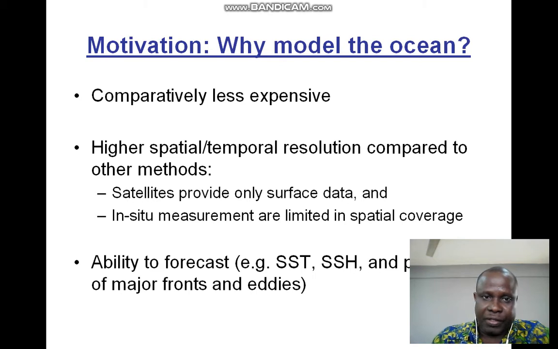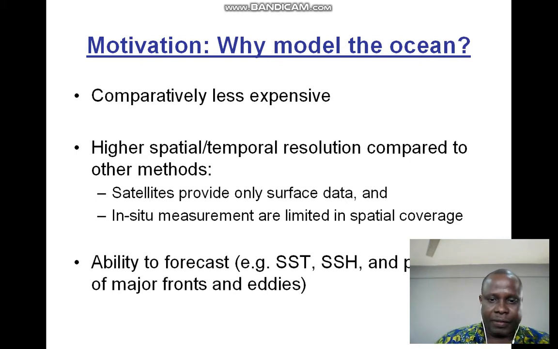Of course, these are important. I will talk about that later on. All these approaches are very, very important. But I'm just highlighting some of the advantages of doing modeling, which is one of these higher spatial and temporal resolutions. And of course, perhaps the most important one is the ability of a model to forecast. You are able to forecast and project.